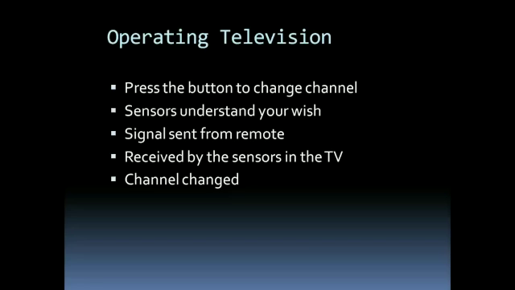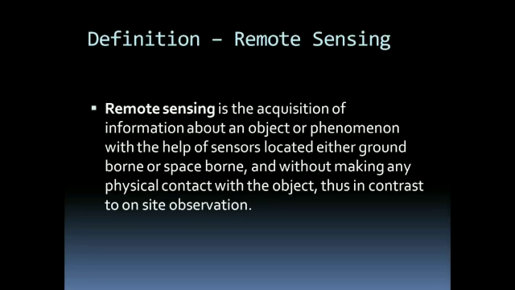Without any physical contact, the system is going to work. We are going to control the system and we are going to acquire the information without any physical contact. This is what we call remote sensing. So next thing is definition of remote sensing. Actually this is a basic definition of remote sensing.